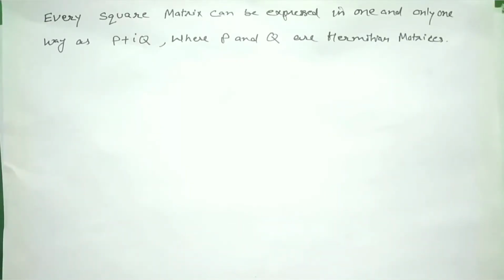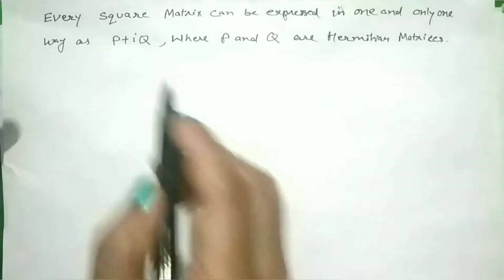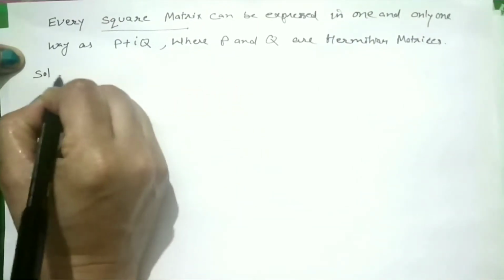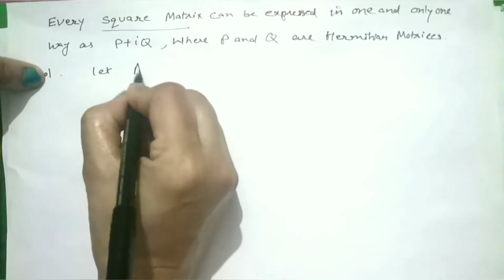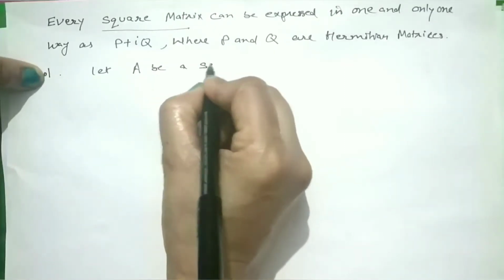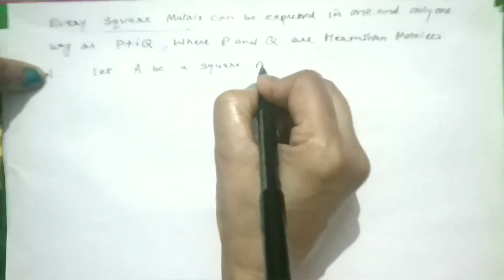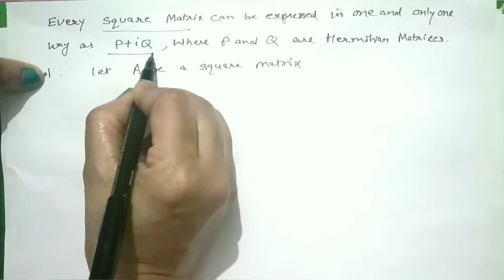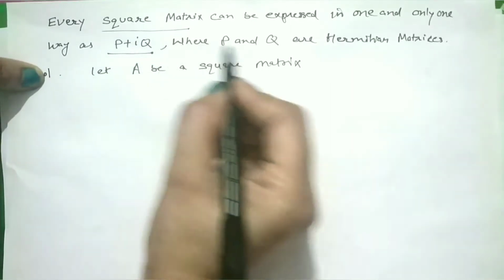Now guys, next problem is very important. Every square matrix can be expressed in only one way as P plus iota Q, where P and Q are Hermitian matrices. Every square matrix. So we have to take one square matrix. Let A be a square matrix. Now we have to express A as P plus iota Q, where P and Q both are Hermitian.